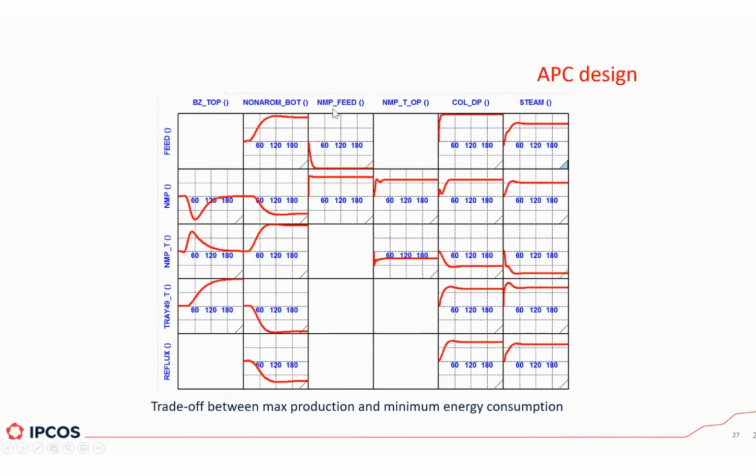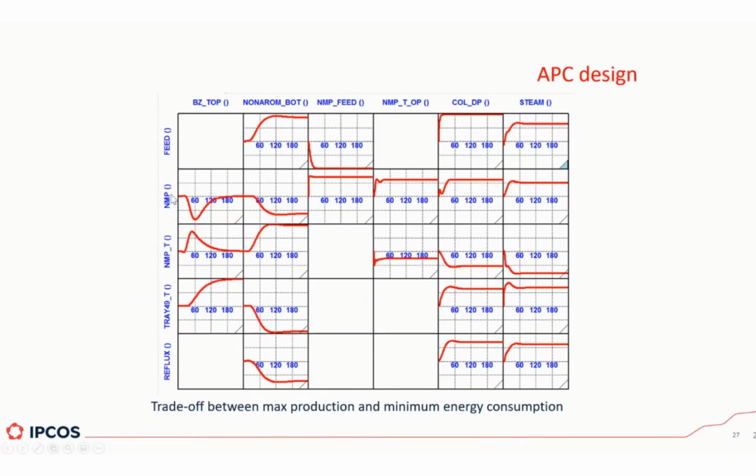When your feed changed, your ratio between solvent and feed changed naturally. I mean, it's the ratio in itself. The delta P of the column, which here was a constraint because they were operating very close to the maximum capacity of the column, increases. And of course, your steam consumption increases. And so on and so forth for the other variables.